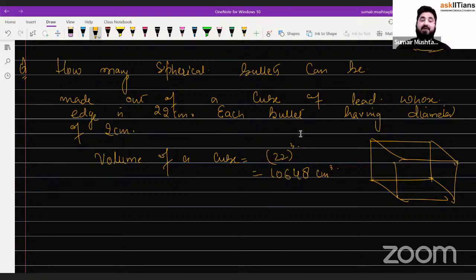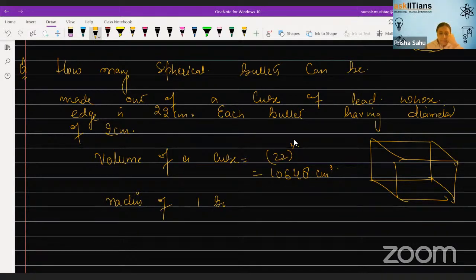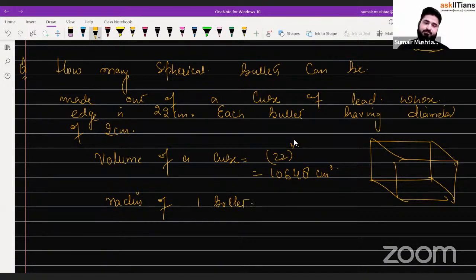Now, after that, I will find the volume. Sir, now is it correct? Yes, Umair, very nice. You don't have to find the volume of this cube again. After that, what is the radius of a bullet? 1 centimeter. So what do you need to find? Since it is spherical in nature, you need to find the volume of a bullet.